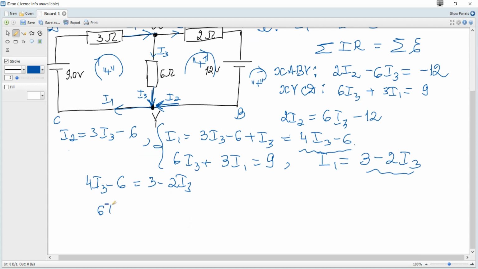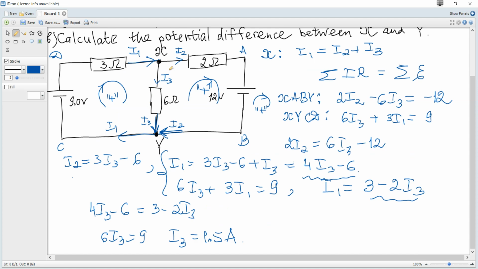So 6I3 is 9, hence I3 is 1.5 amps. It's very important to note that it's a positive value, hence the chosen direction, which came from our assumption, is correct. If you get, for example, negative 1.5 amps, it means that the actual direction of I3 is opposite, so I3 would be here, hence I2 should be in this direction and I1 in this direction.